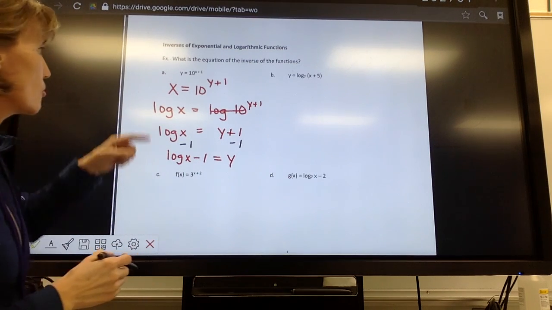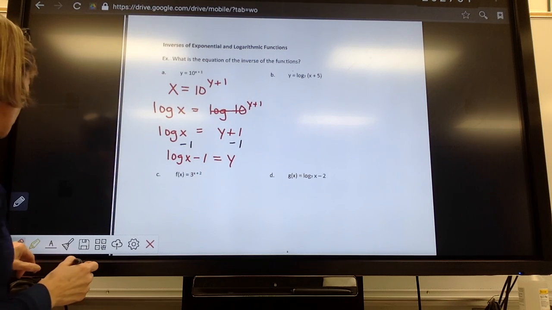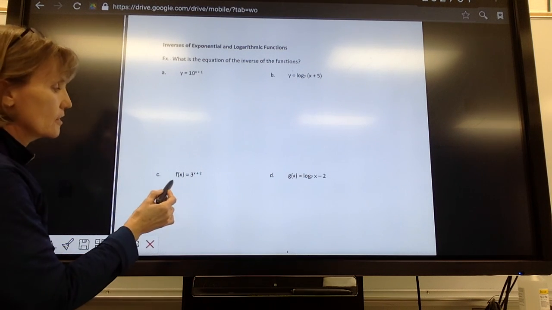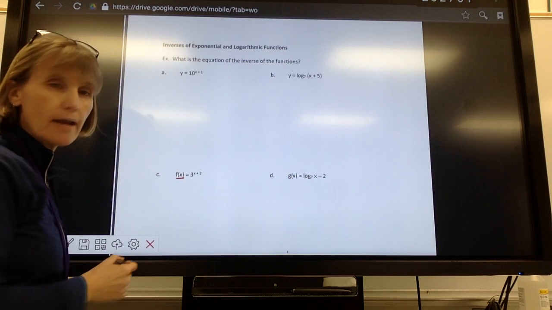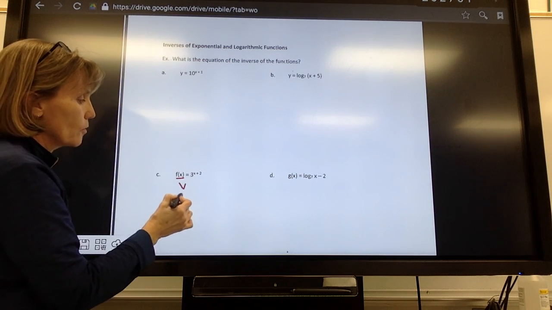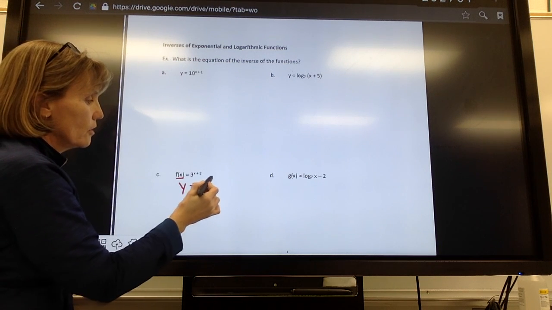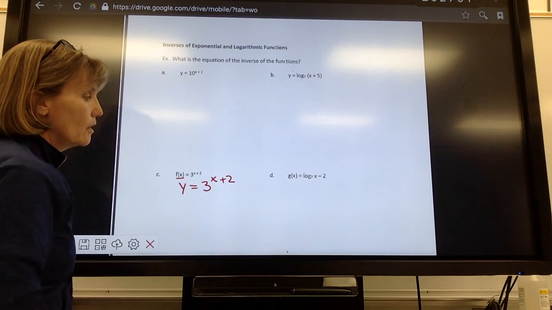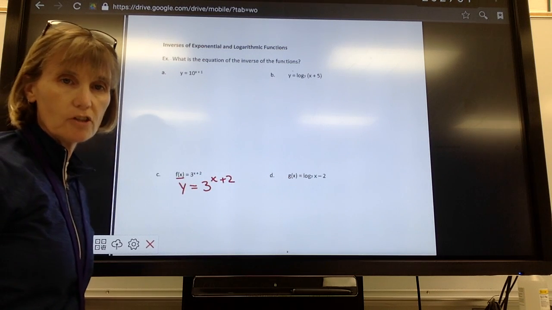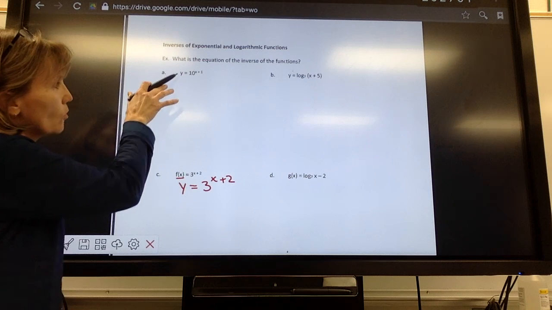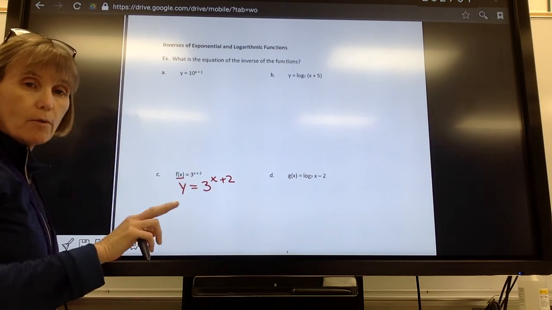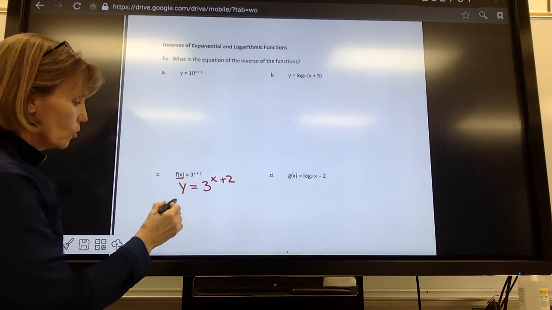Let's pop down to C next. Now this is in function notation versus not having a y. So all you need to do is replace the function notation. Say 3 raised to the x plus 2. Nothing has changed, it's just in function notation. So we're going to put the y back in. Now we do the same thing. We're going to flip-flop the x and the y.